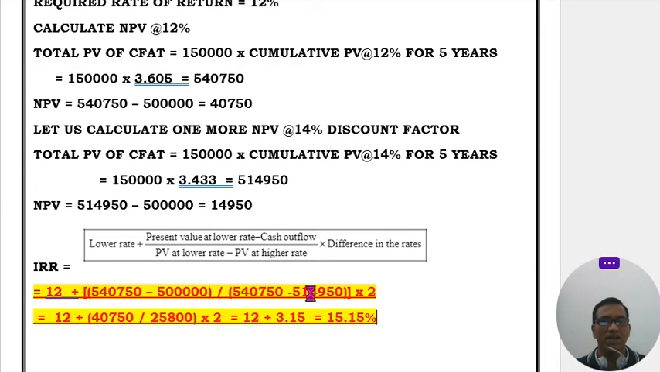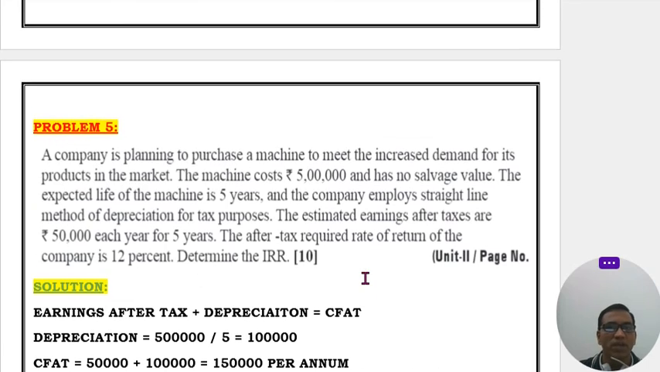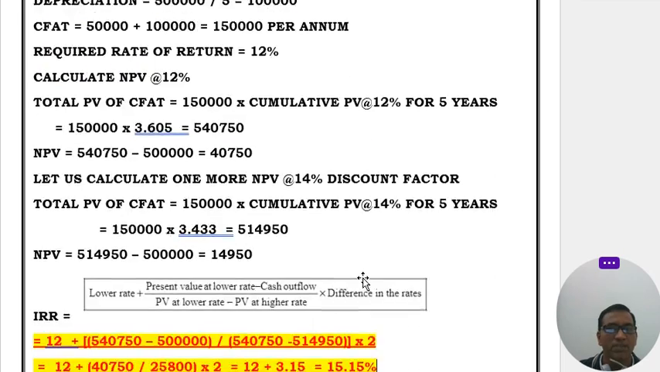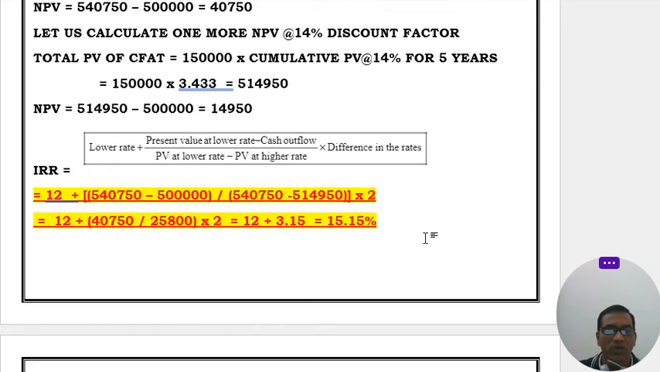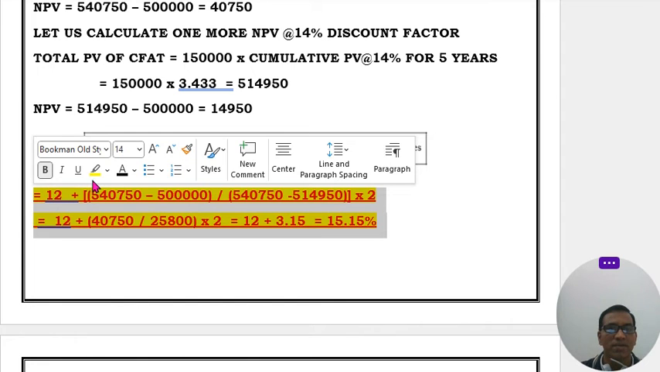15.15% is the IRR. This project's internal rate of return is 15.15%. That is, at the rate of 15.15%, the NPV will be equal to 0. Total PV is equal to cash flow. At the rate of 15.15%, you will get NPV of 0. So this is the IRR calculated by applying the interpolation formula.